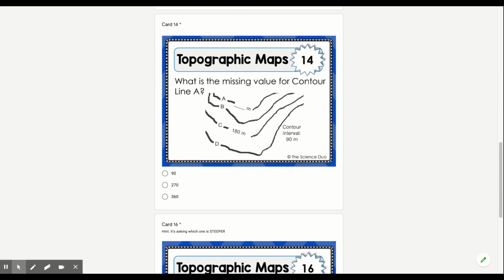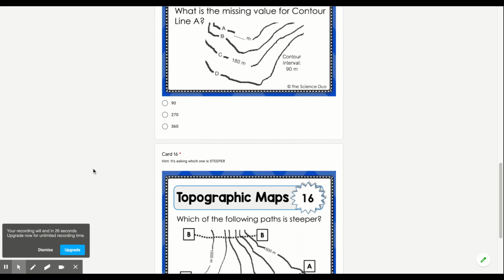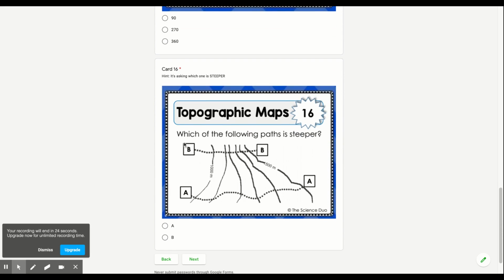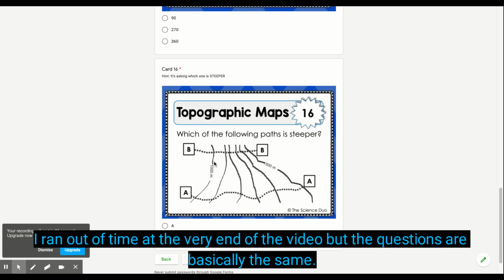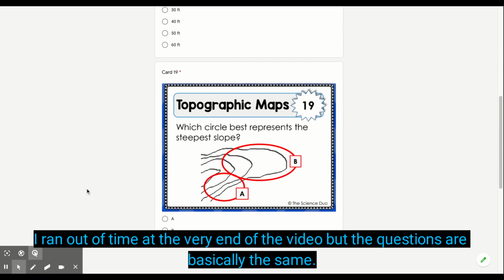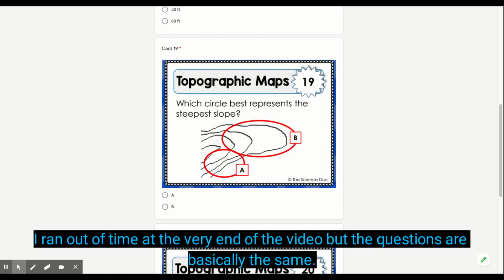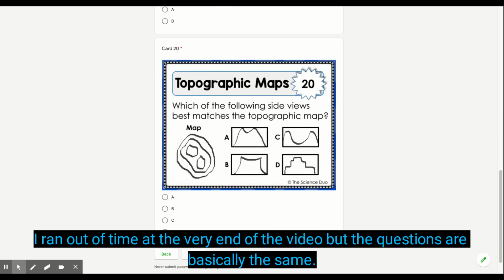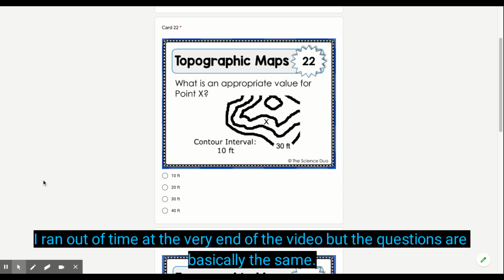Card 14, what is the missing value for contour line A? So you're trying to figure that out. Card 16, which following path is steeper? 18 is asking for point X. 19, you're choosing the steepest. 20, you're matching the map with the topo view. Then you're choosing, again, appropriate value.